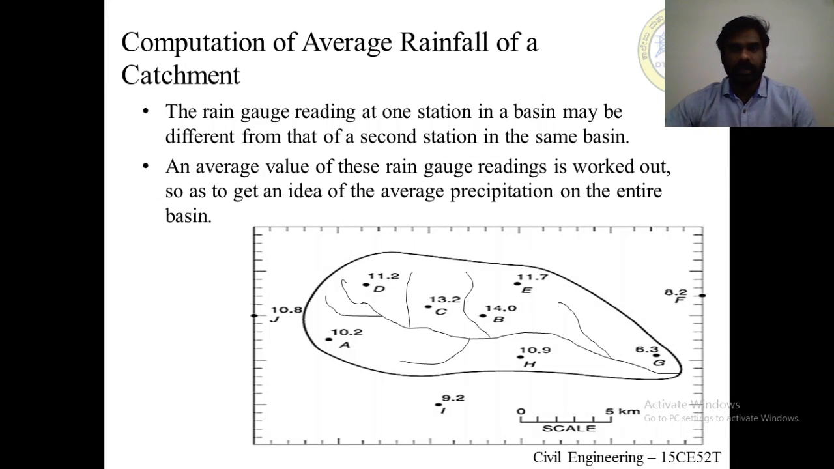Before that, for the average value to be accurate, we need to distribute these rain gauges uniformly over the catchment area.